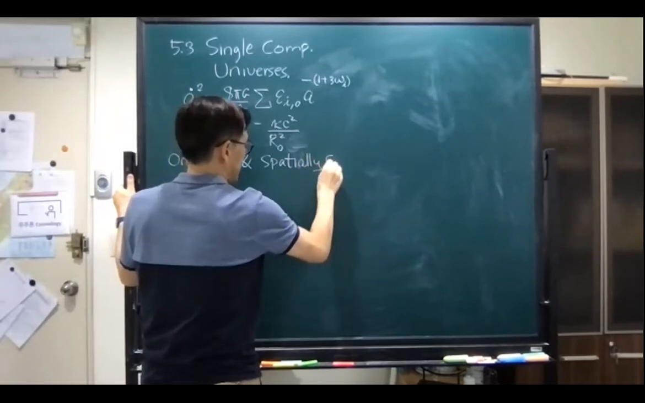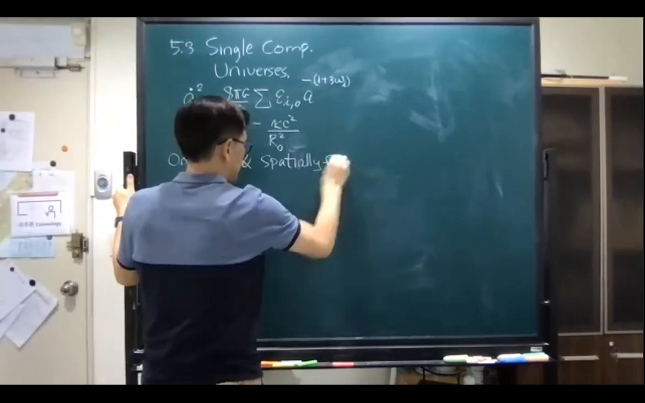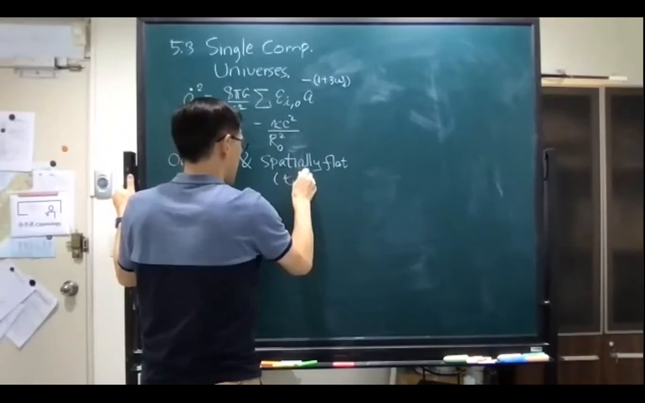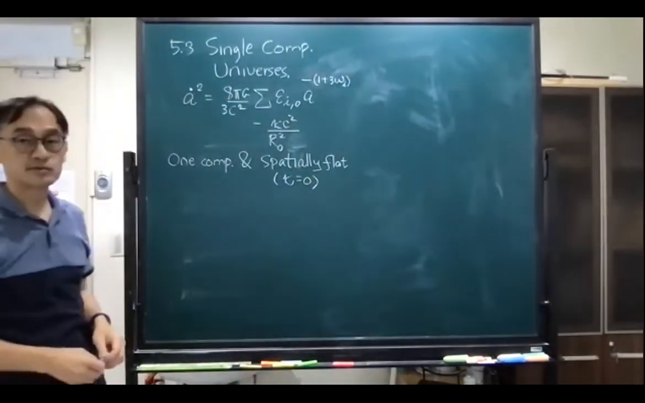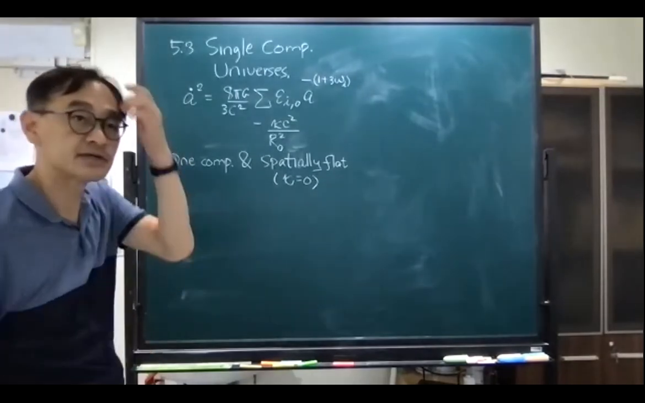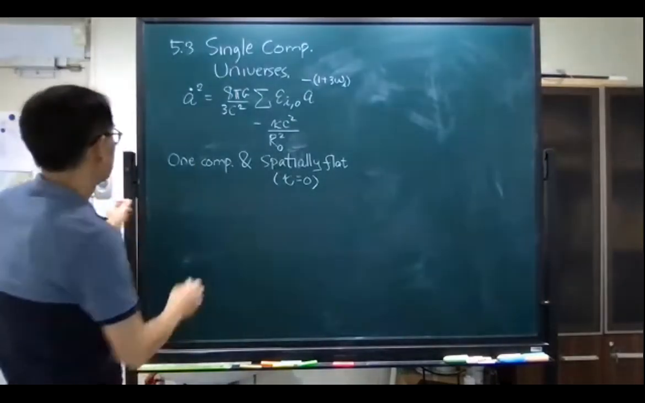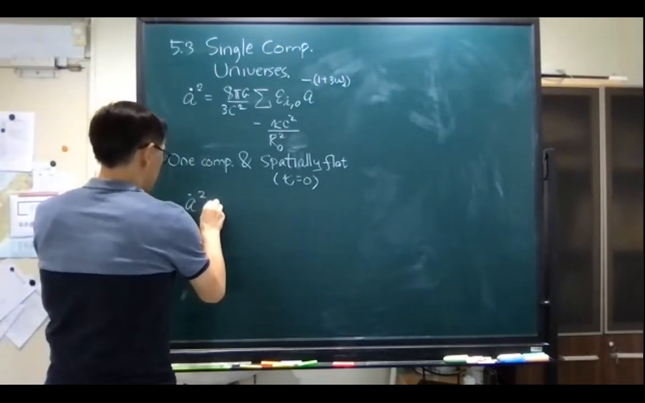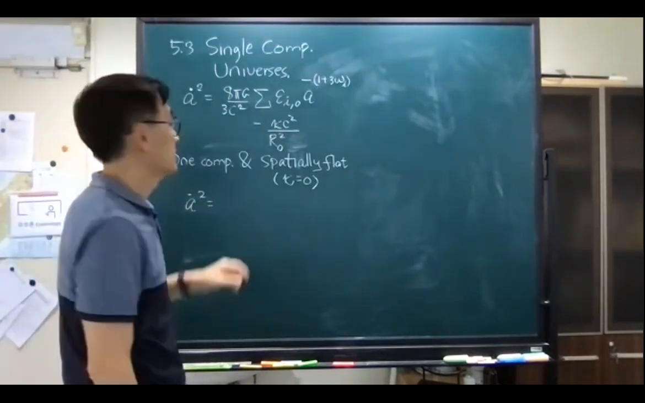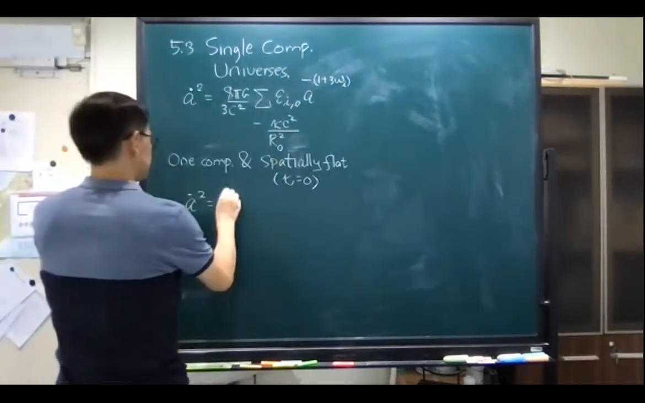T-I-A-L-L-Y. Flat. That means our kappa is 0, so things will be easier to deal with. What that means is I have a dot square. I have only one component, so there's no summation.